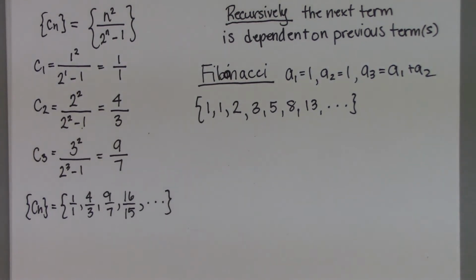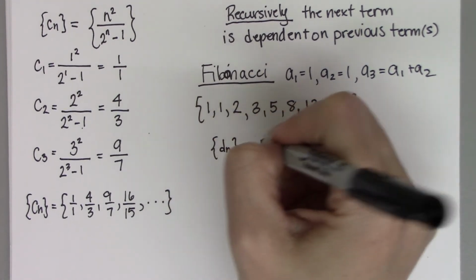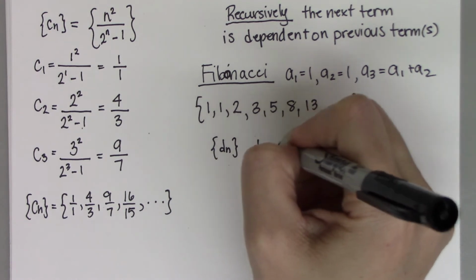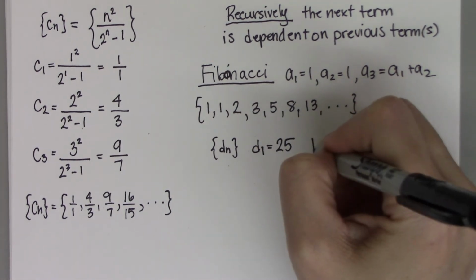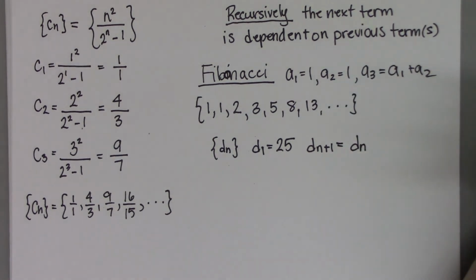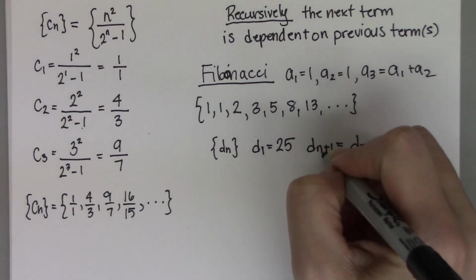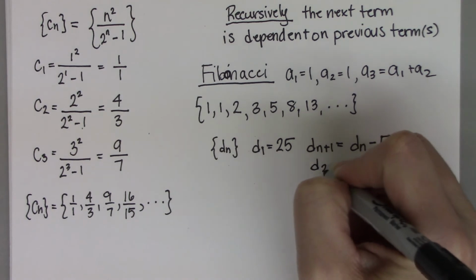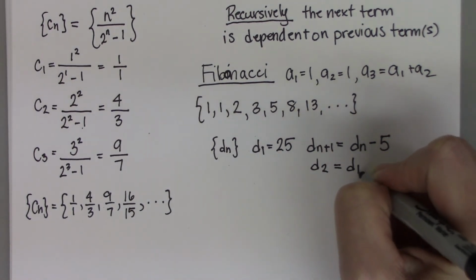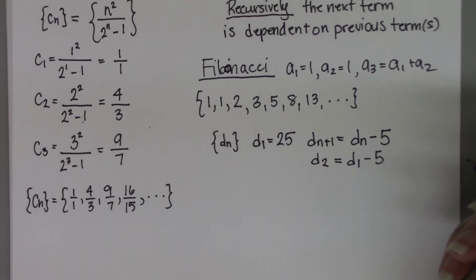So let's look at a sequence that's defined recursively. We'll call ours D, and D1 is 25, but D(n+1) is found by taking the previous term and subtracting 5. If I'm starting at n equals 1, when you plug in a 1 here, what we're really saying is D2 comes from taking D1, which was the term previous, and subtracting 5.